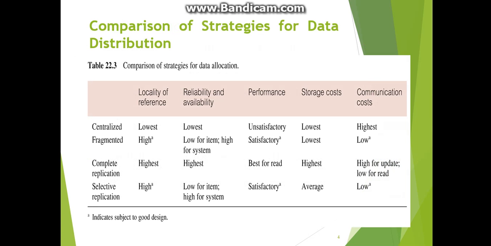This is a comparison of strategies for data distribution. Various parameters are given: centralized, fragmented, complete replication, and selective replication. You can go through this and read all of it at home. There is locality of reference. In centralized, it is lowest. Reliability is lowest, and performance is unsatisfactory. Storage cost is lowest. Communication cost is high. You can read that.